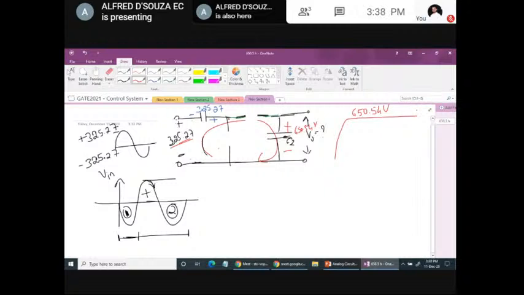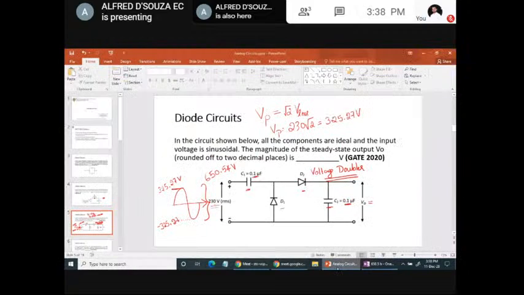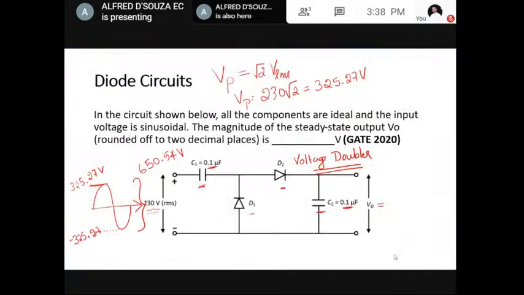And the capacitor holds this particular charge, as there is no other path for the capacitor C2 to discharge. So 650.54 is maintained. And the answer for this question is 650.54. So it charges to 650.54 volt and it is retained.